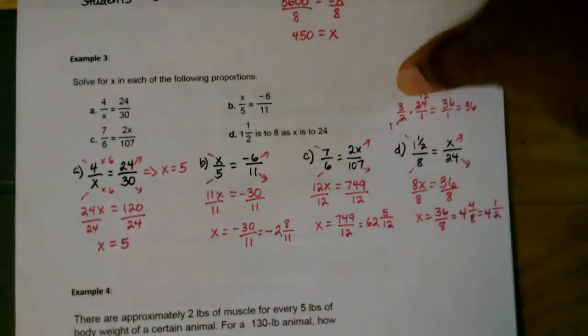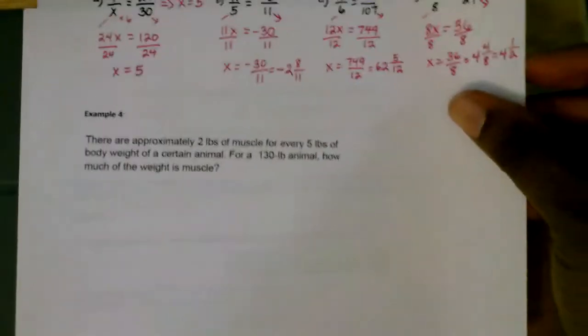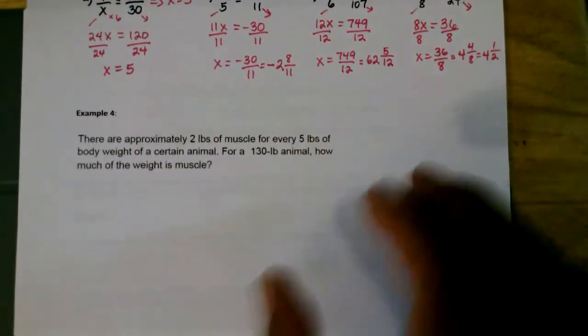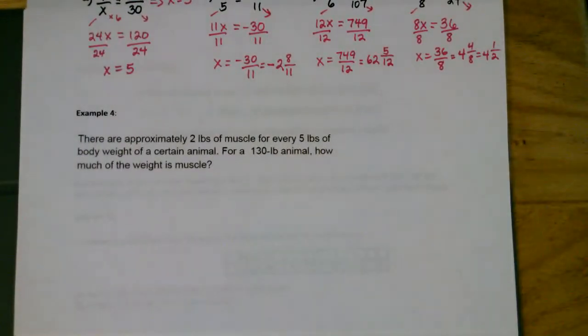All right, example 4 is this. There are approximately 2.5 pounds of muscle for every 5 pounds of body weight of a certain animal. For a 130-pound animal, how much of the weight is muscle?